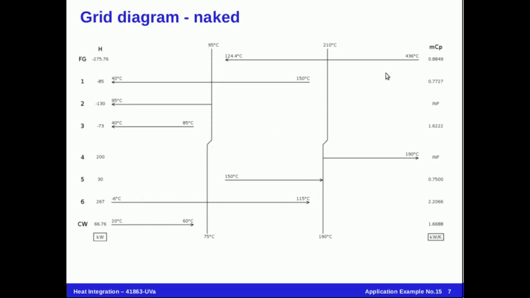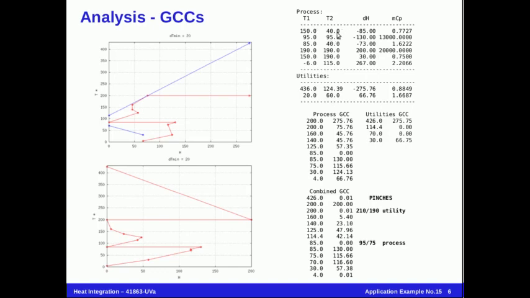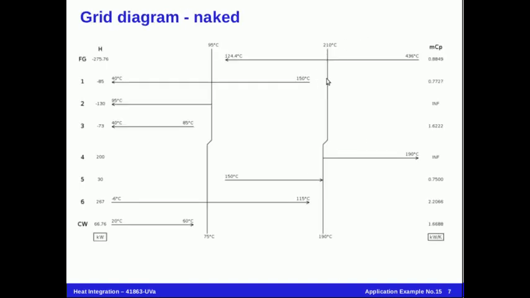For every stream we have the MCP and the total duty, the enthalpy flow, for hot and cold streams, including heating and cooling. The first hot stream, the first process stream, goes from 150 to 40, exchanging 85 kilowatts. This starts under the utility pinch, but over the process pinch, and goes down past the process pinch. So it extends across the middle and the cold side, or cold region.